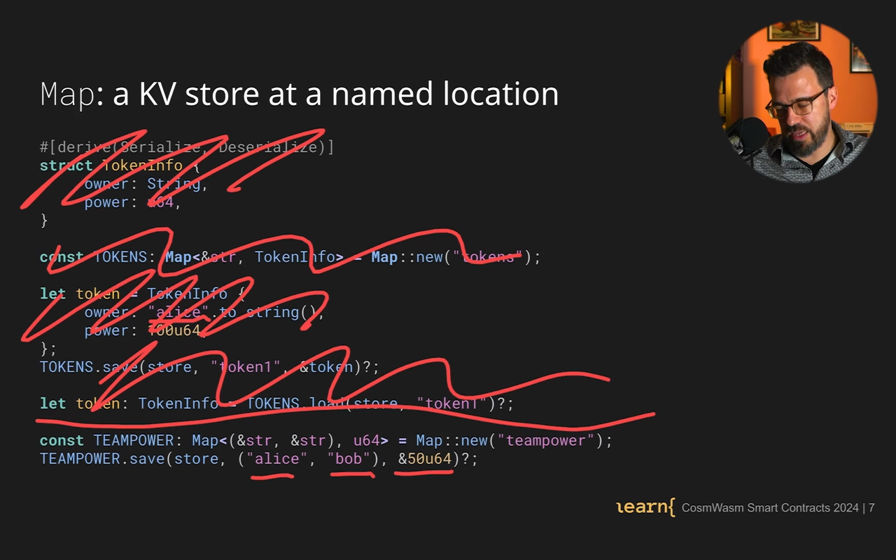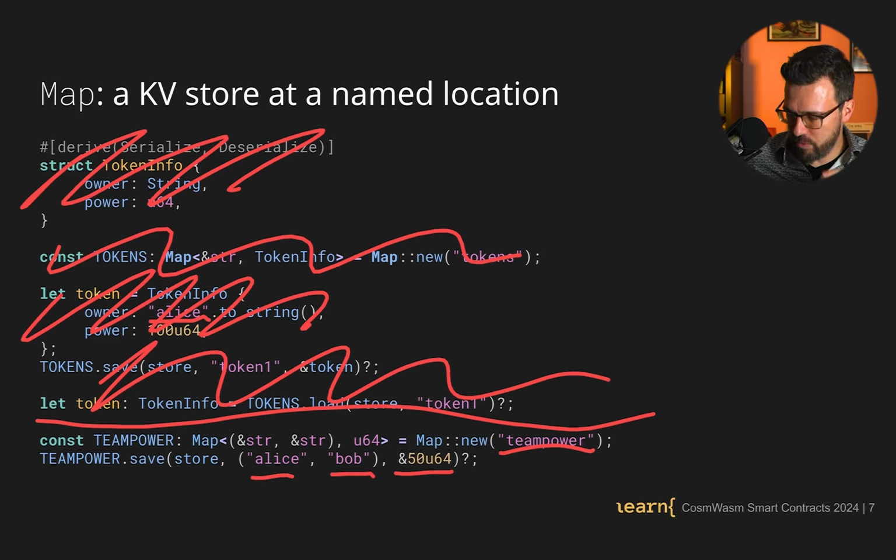So now at the key location Alice Bob, there's no more token 1 or anything. At the Alice Bob location, their team power is marked as 50. So the key itself is Alice Bob. It's not just Alice and then Bob is somewhere as a partner field or vice versa. It's not team 1 and then Alice and Bob are members. The key is literally Alice Bob smashed together.